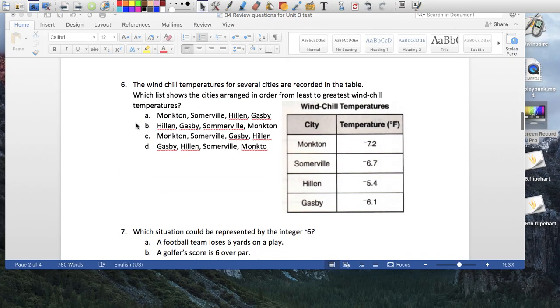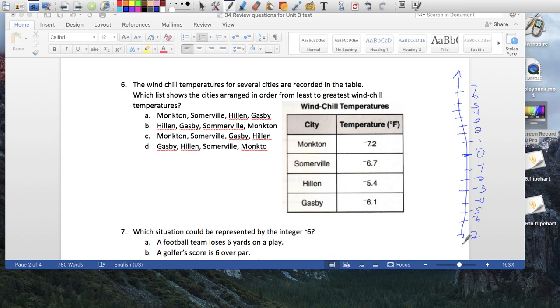Number 6. The wind chill temperatures, and so on. We want them from least to greatest, and in this case they want the name of the city. So we want to know which one is the coldest, the least, so coldest to warmest. You can create a number line like this, or a thermometer. So here's 0, here's 1, 2, 3, 4, 5, 6, 7 positive, and here's negative 1, negative 2, negative 3, negative 4, negative 5, negative 6, negative 7.